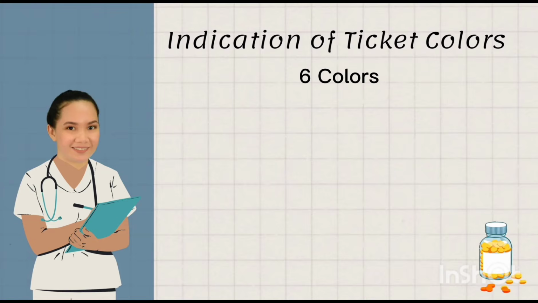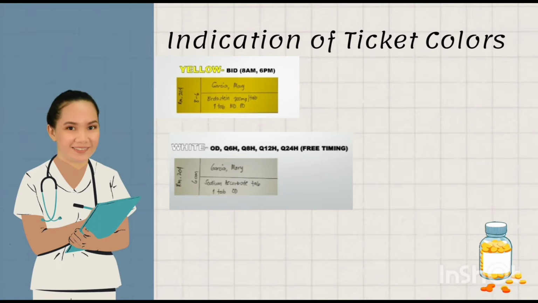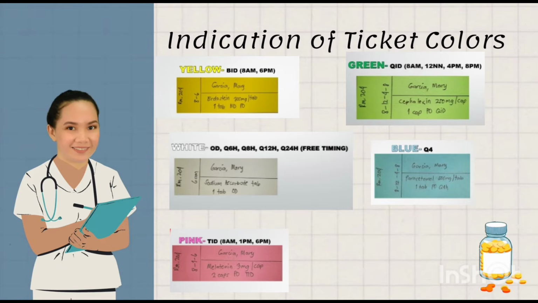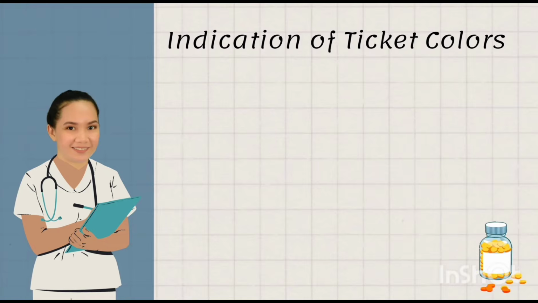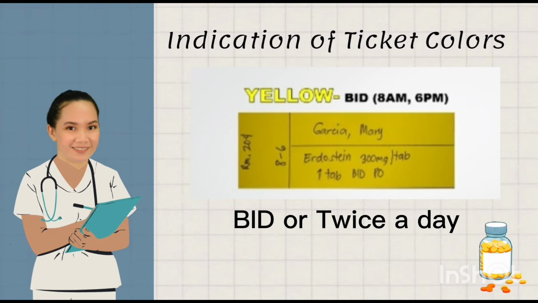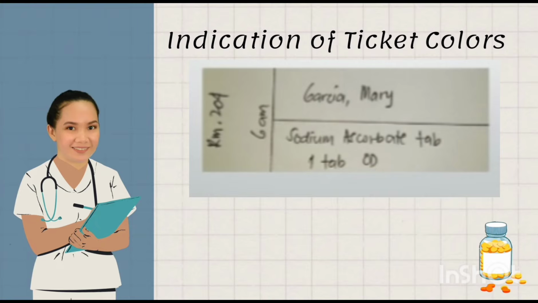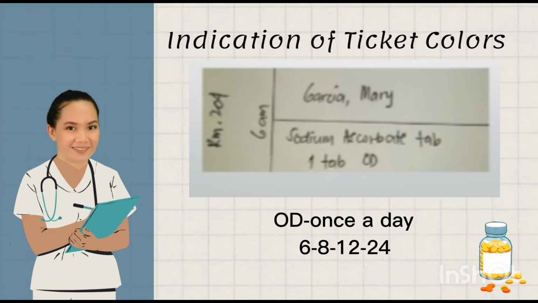So we have 6 colors for the medication tickets, and these are the yellow, white, pink, green, blue, and red. A yellow ticket is given BID or twice a day, and the timing is 8 a.m. and 6 p.m. A white ticket is for OD or once a day, also for every 6 hours, every 8 hours, every 12 hours, and every 24 hours.